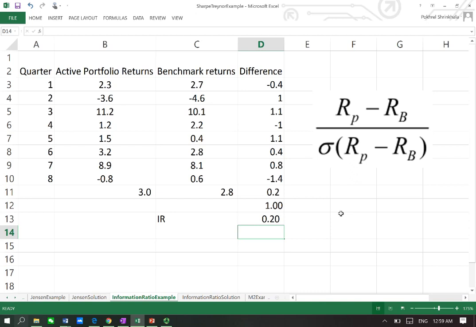Now what you can do additionally here, because the information given is quarterly, is find this in annual terms. Just multiply it by the square root of 4, because there are 4 quarters in a year, so that is going to give you the annualized information ratio. That's 0.4. Again, this follows the same rule, similar to Sharpe or Treynor or Jensen, higher the better. In the case of this example, the annualized information ratio is 0.40.